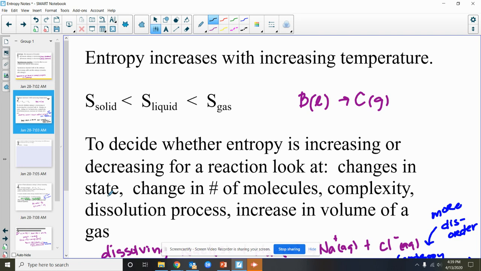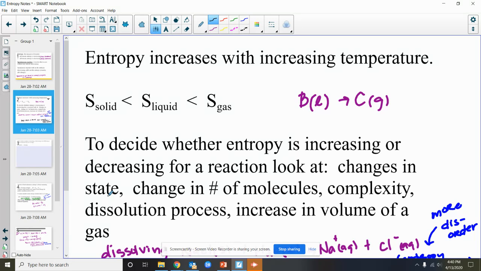But now let's just say that there were two reactants and they formed two products. So there really wasn't a change in the number of molecules. Something else that you can look at is complexity. And complexity is how many of each atom is actually bonded together. So that would be another example that you could look at as far as determining if it's increasing or decreasing. So the more atoms there are in a molecule, the more disorder there is.